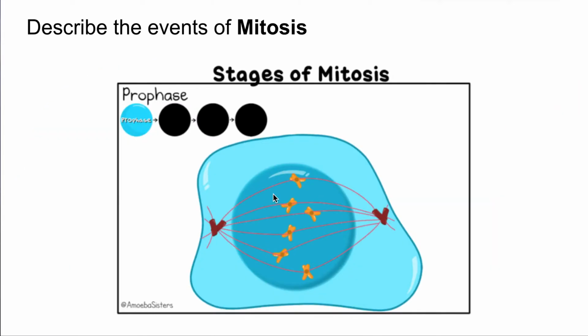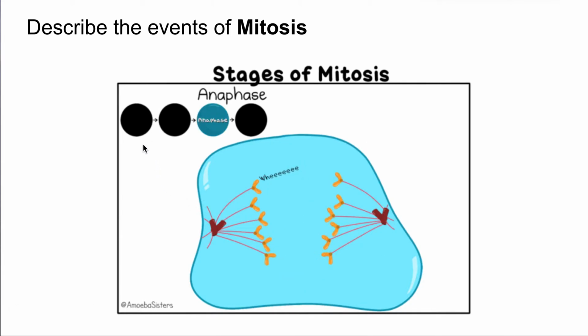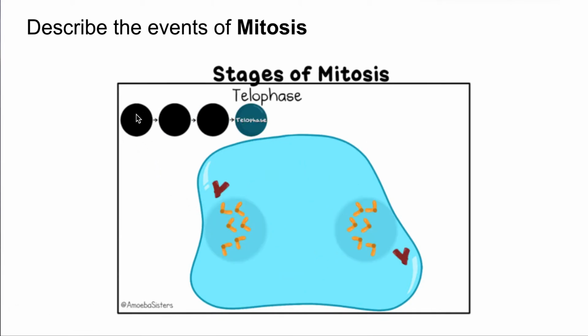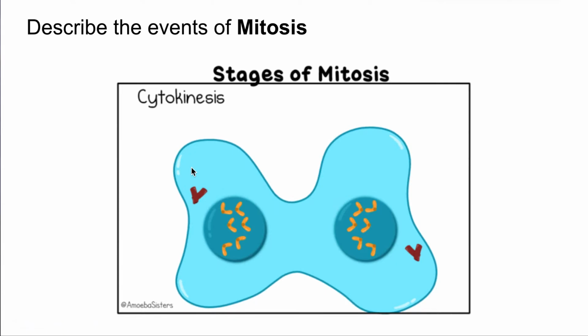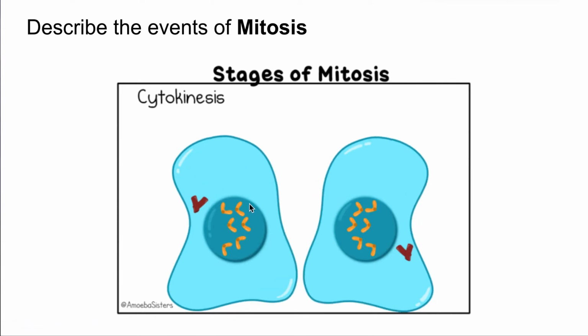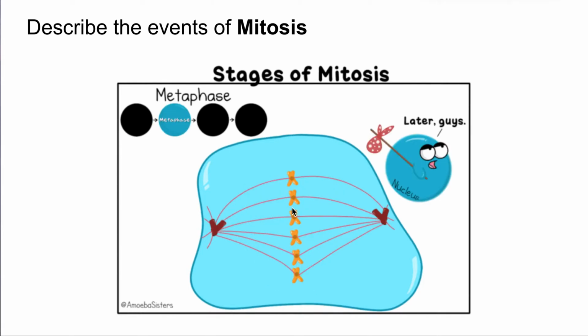So the stages of mitosis. First, you are going to start with prophase. Prophase is going to be where you first start to see the chromosomes appear. So we'll see it in 1 second. You can see these X structures are your chromosomes.